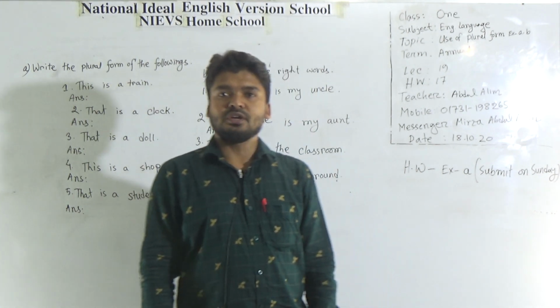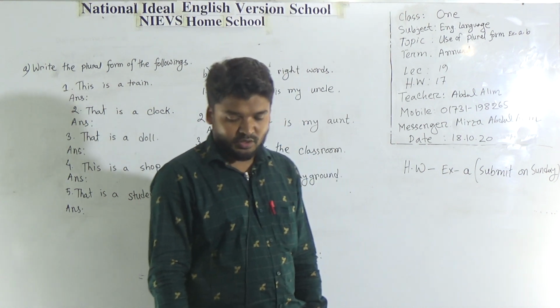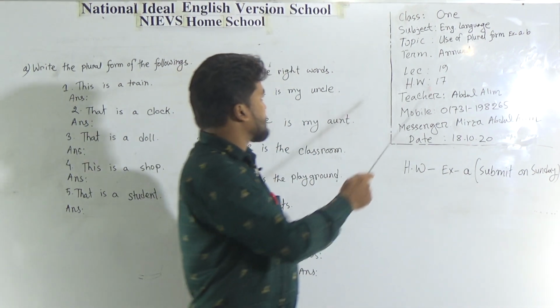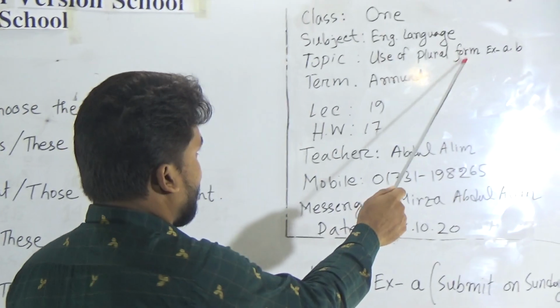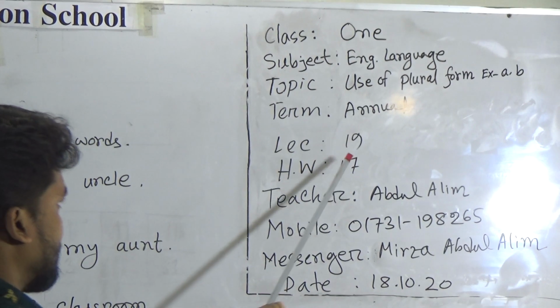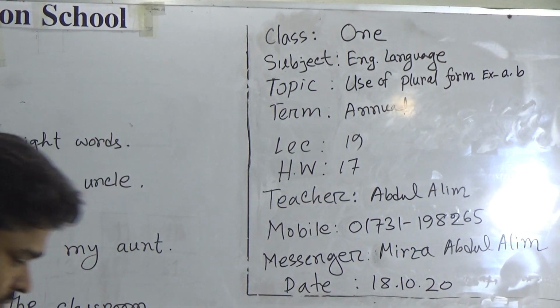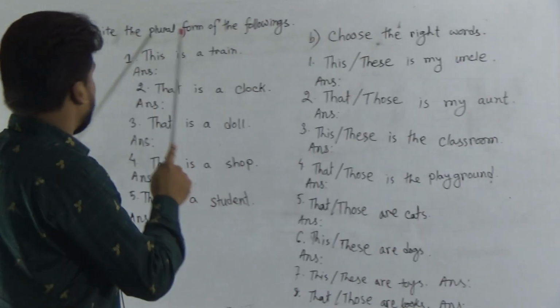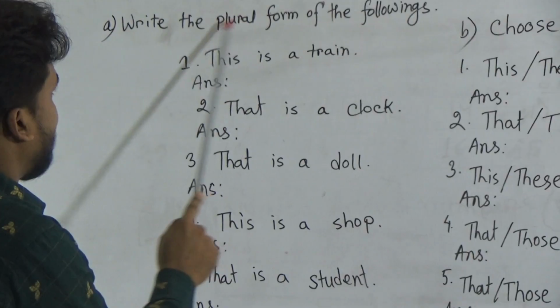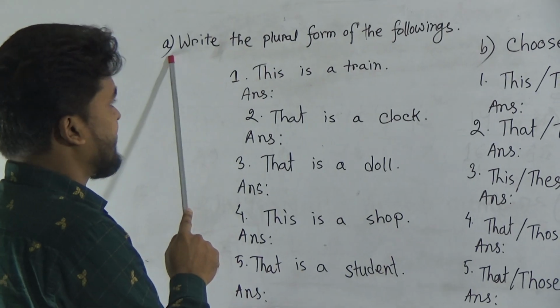Today, I am going to conduct an English language class for the students of class 1. Today's topic is the use of plural form, exercise A and B. Dear students, today is lecture number 19 and SW 17. Now let's have a look. Write the plural form of the following. Number 1, this is exercise 1.